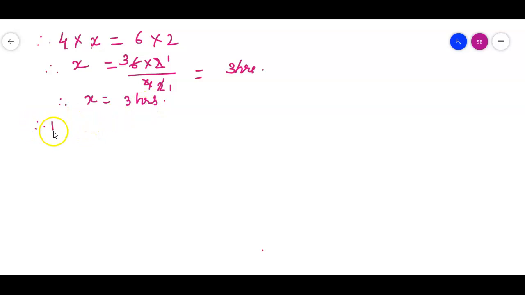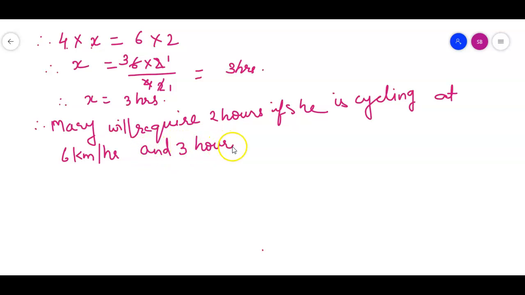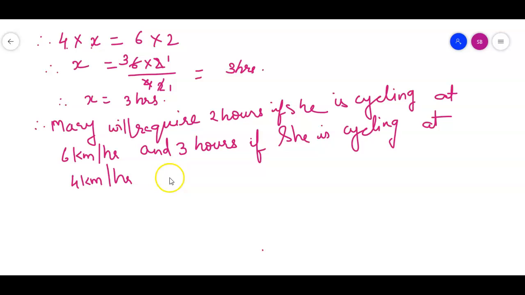So what we are going to write, our answer is: Mary will require 2 hours if she is cycling at 6 km per hour and 3 hours if she is cycling at 4 km per hour to reach her aunt's house.